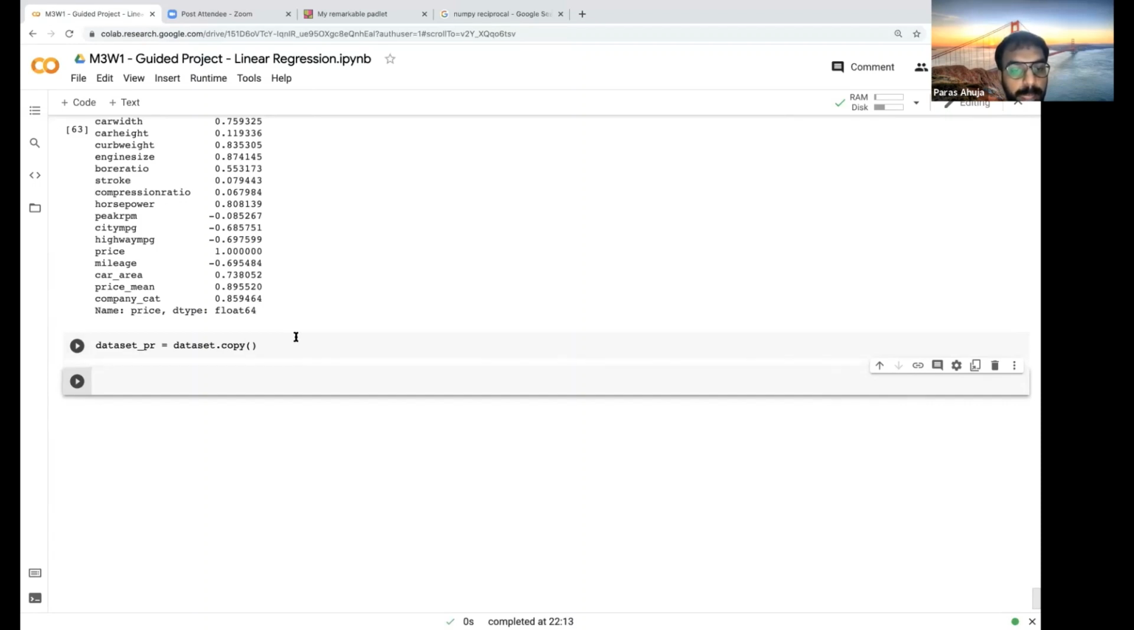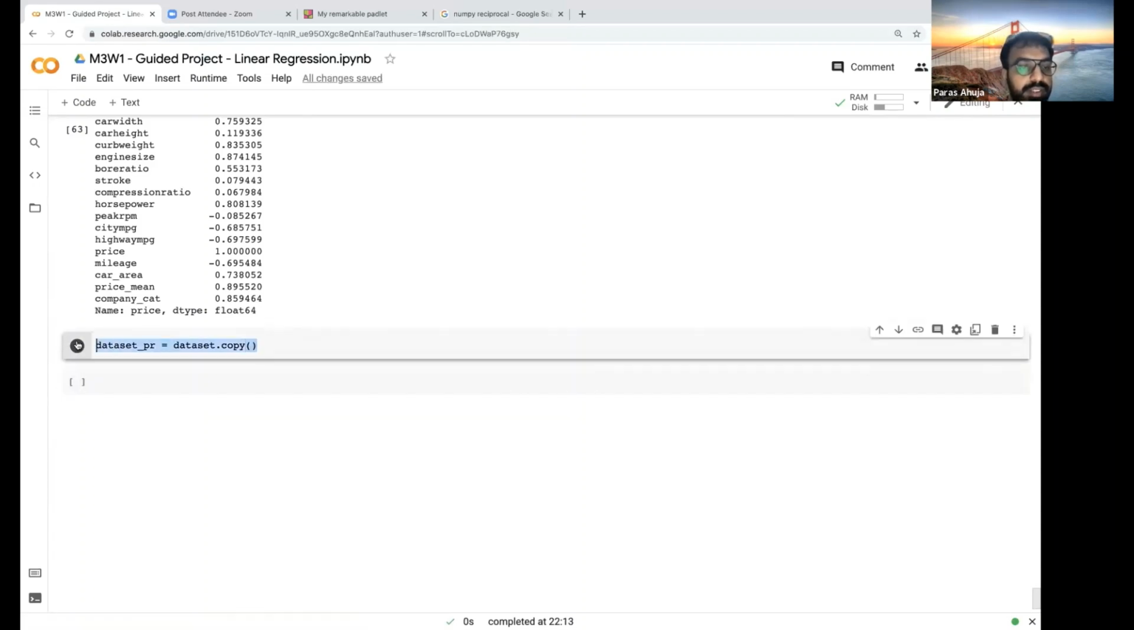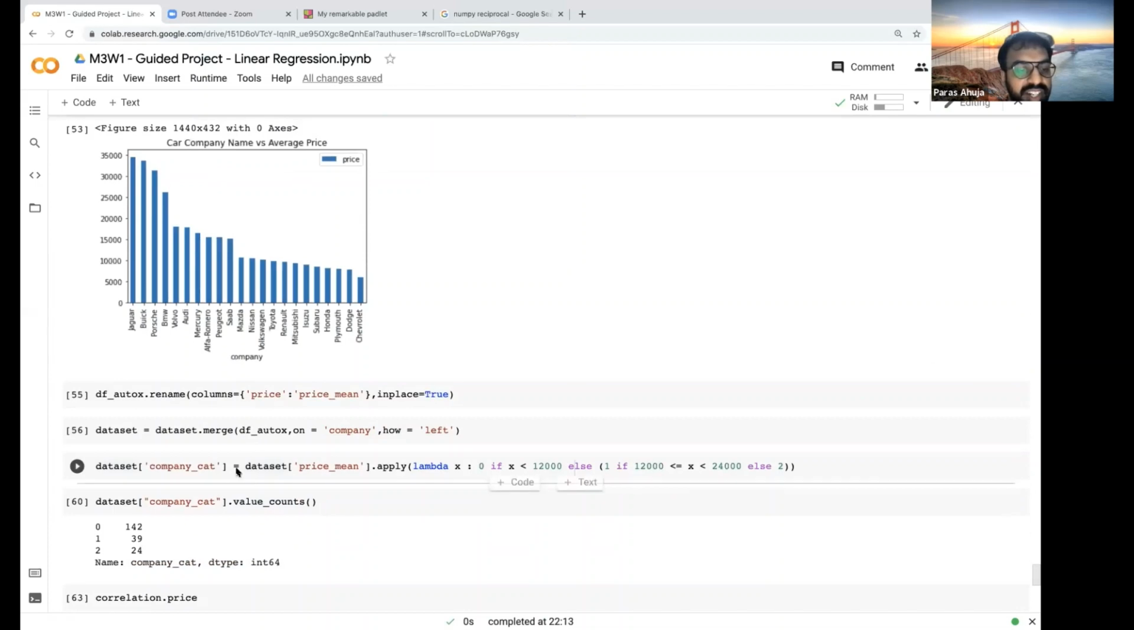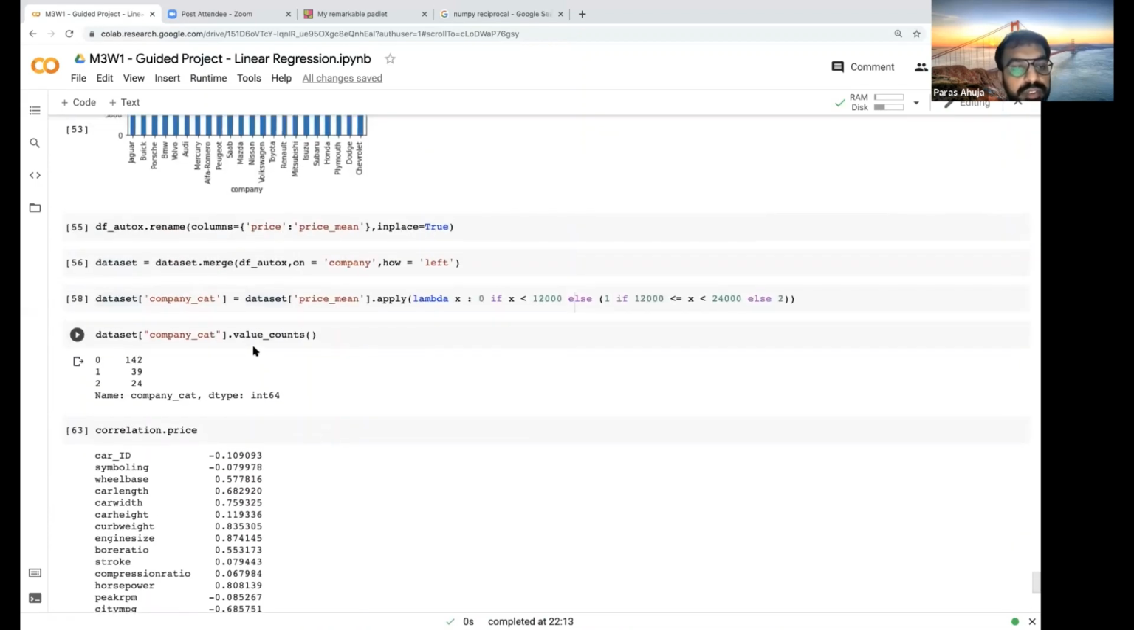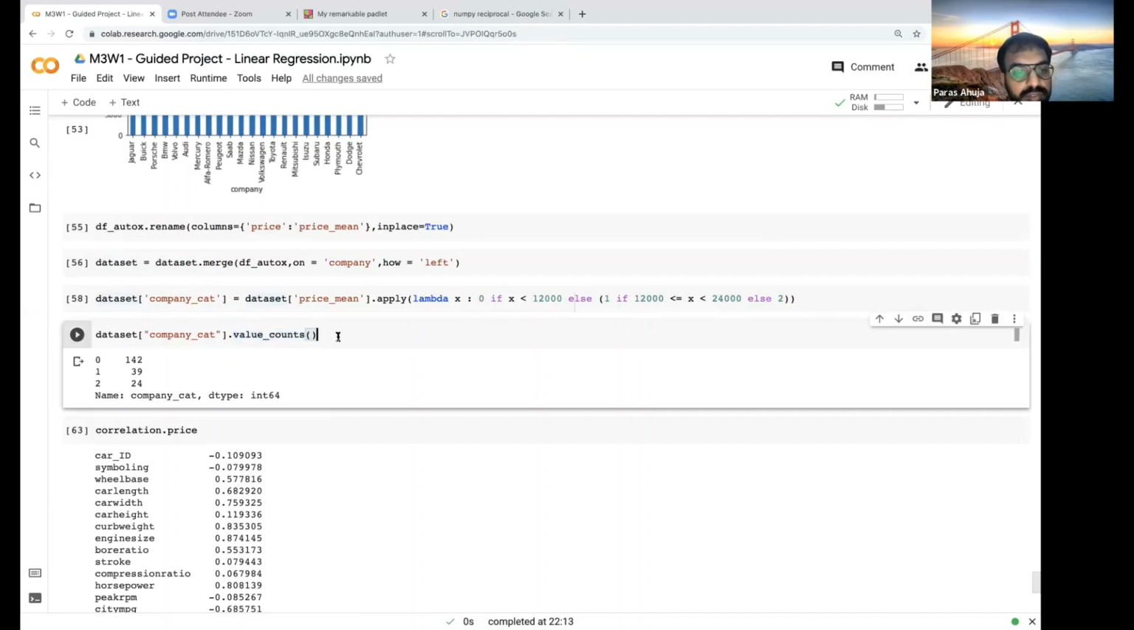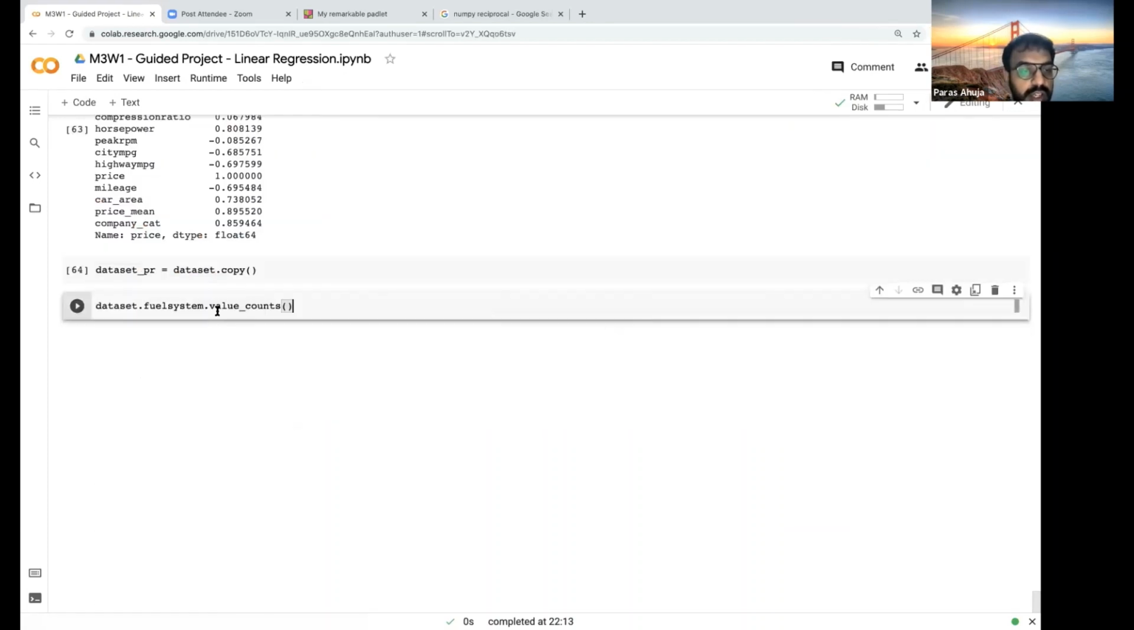Okay, so for the dataset, I'm creating another copy. Our final dataset has 3 numerical columns and different categorical columns, like company, category, and all. Now, if I check this fuel system column, voila.